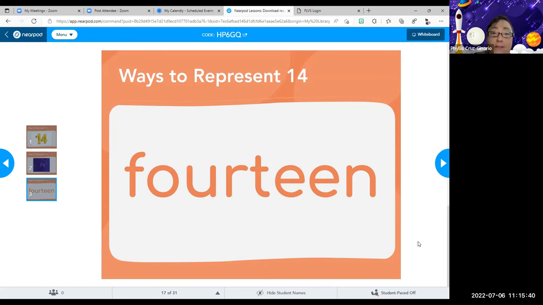14, not 40. I once heard a student say 14 is the same as 40. 14 is a lot less than 40. If I had money, 14 is a lot less than the number 40. They're not the same number. They might sound similar, but they're very different.